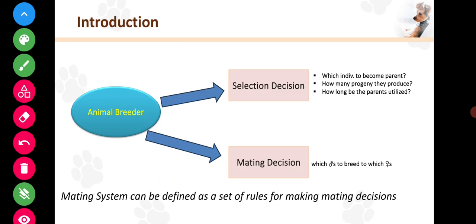Whereas in the mating decision, the breeder will decide which males to breed with which females. So any animal breeder will take mainly two decisions, the selection decision and the mating decision. In this lecture, we will be discussing the mating system, or the mating decision that the breeder takes. Mating system can be defined as a set of rules for making mating decisions. So we'll see on what basis the breeder will take the mating decision.